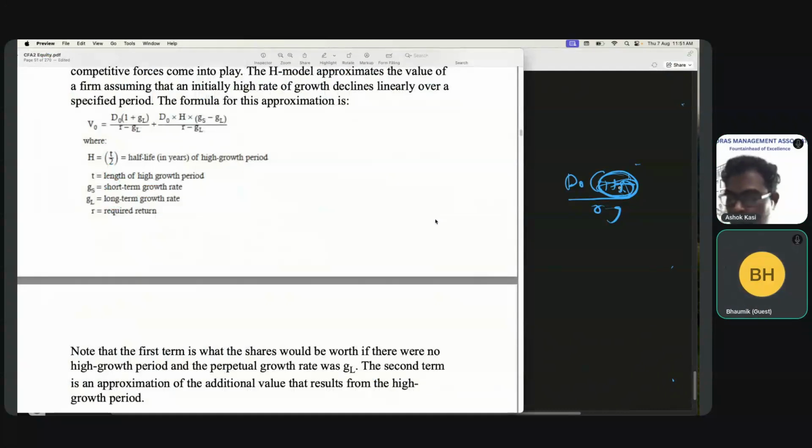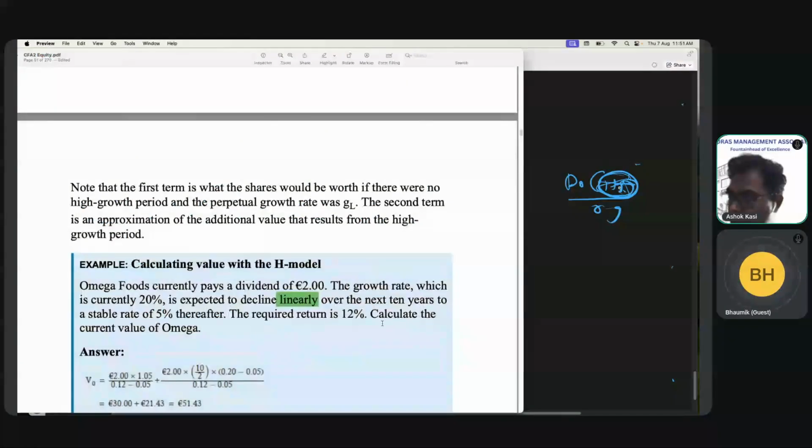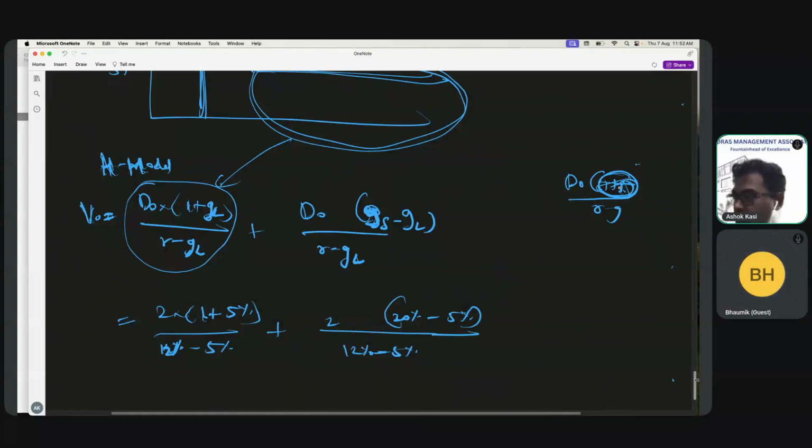So first I'll put the numbers. D0 is 2. This first part is basically normal Gordon growth: growth is 5 percent divided by required rate of return 12 percent minus 5 percent, plus. Now here also 2. Growth is initially 20 percent minus 5 percent. So how do I take the average? I will take half of this.